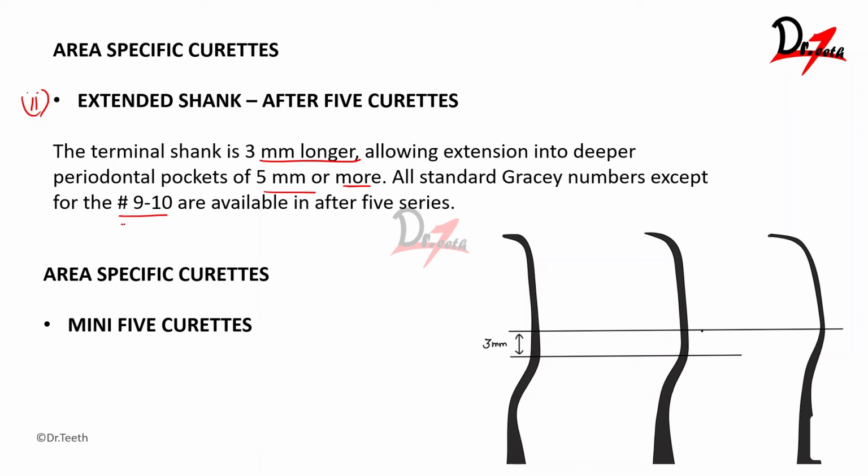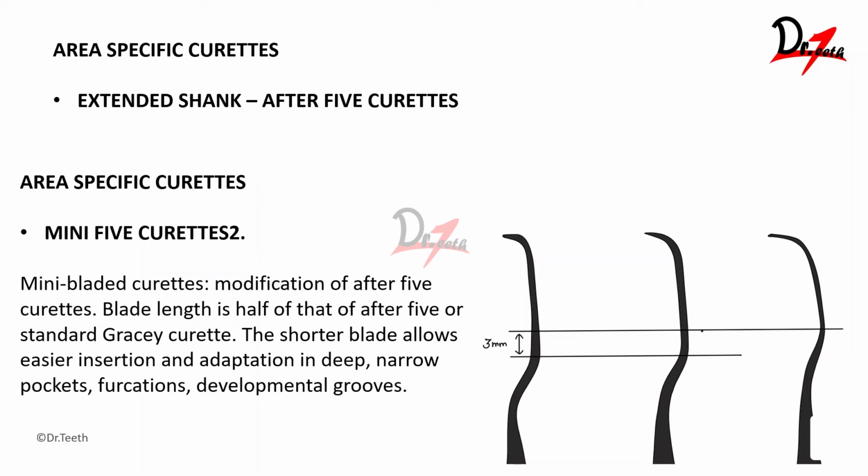Now, coming on to the third type of area-specific curettes, which is the mini 5 curettes. Again, in mini 5, the shank is extended by 3 mm. And the modification here is the blade length is half that of the after 5 curette. So, as you can see here, the blade end. This is a mini 5, this is after 5 and this is our normal Gracie. So, mini 5 and after 5 have an extended shank of 3 mm, whereas in mini 5, the blade length is decreased to half as compared to the after 5.